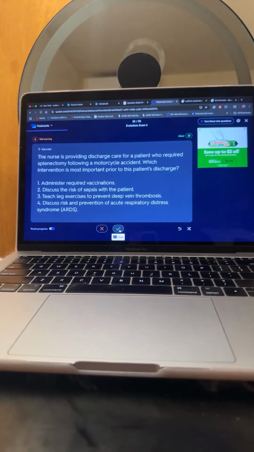Yep. The nurse is providing discharge care for a patient who requires splenectomy following a motorcycle accident. Which intervention is most important prior to this patient's discharge?